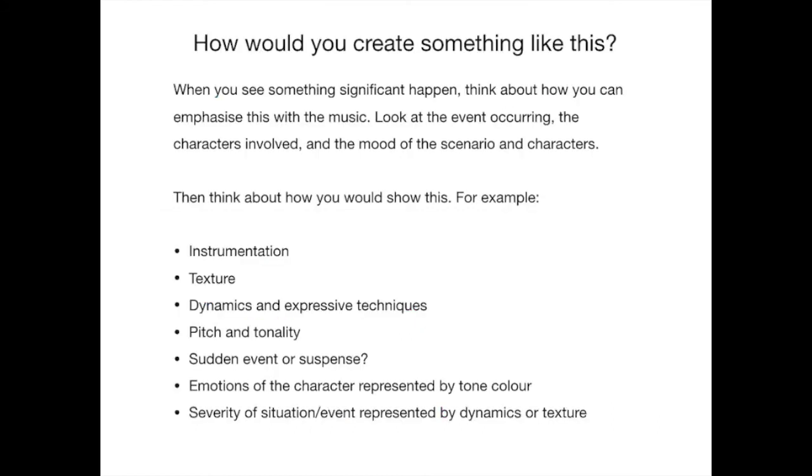Now that you've got an idea of the mood and key events, you'll have to think about how to show this in your music. This could include things like instrumentation. What instruments do you imagine playing when something is happening? It could be that certain instruments match a genre or represent an emotion of the character. Watch that video to do a quick practice.